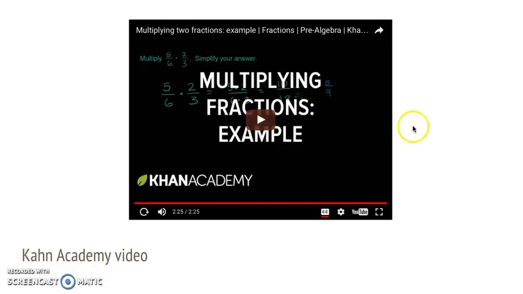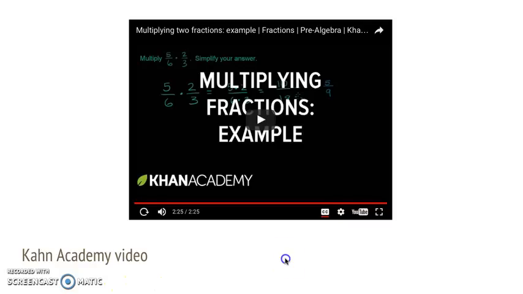Okay, so the cool little trick he was doing by factoring or dividing by 2 before multiplying across, that is also known as cross-canceling. We will get to that at a later date, but just so you know, that is an easier way of multiplying fractions.